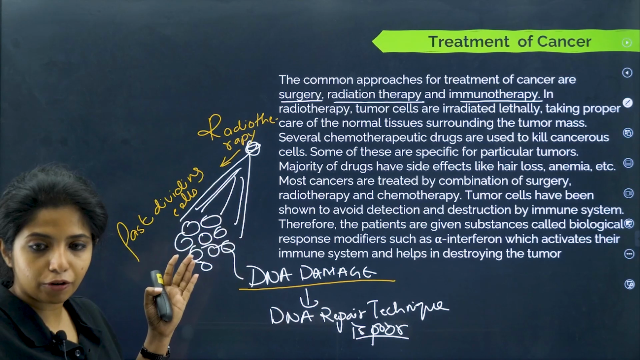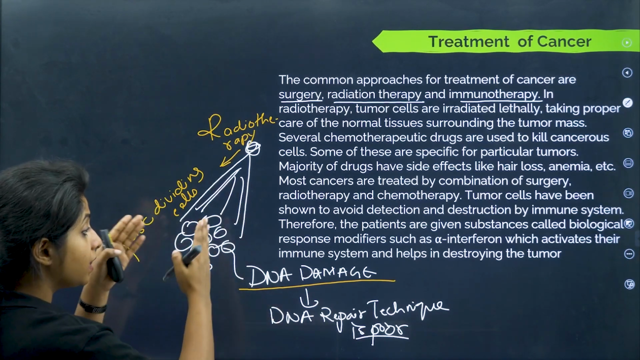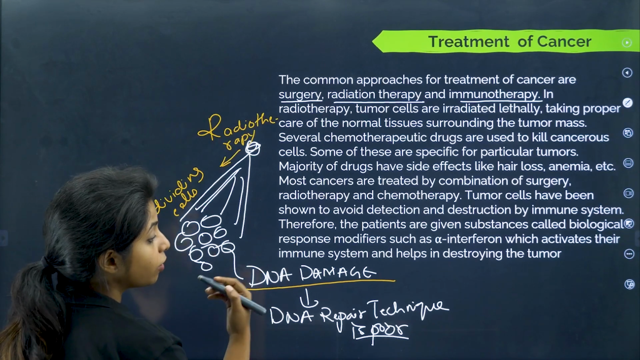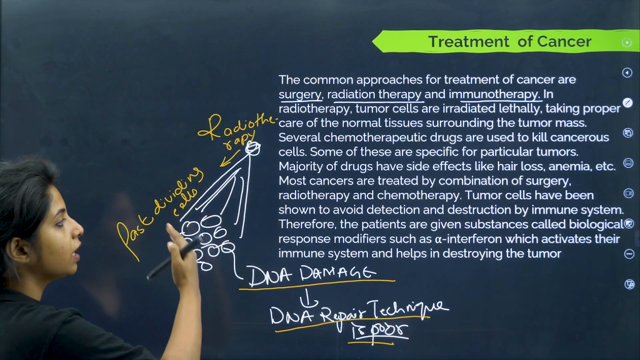Okay, because they do not take care of it. Our normal cells, they definitely do take care of it. They have a DNA repair system as well. And their DNA damage also cannot be repaired since they have a poor DNA repair technique as well. So obviously they will die.